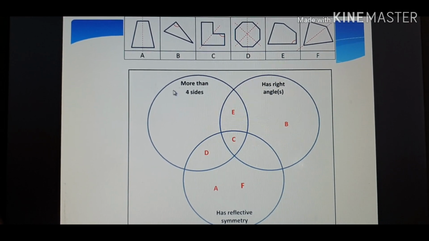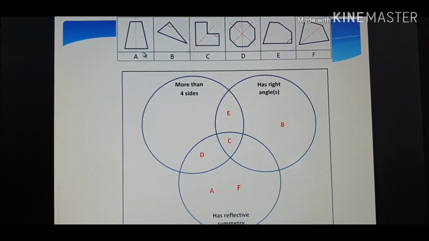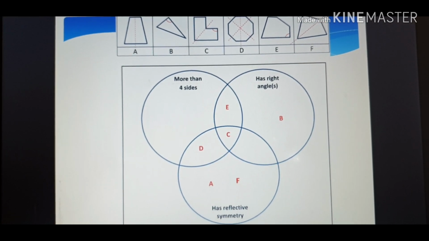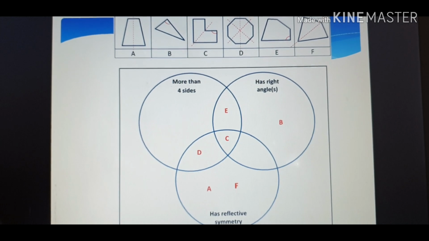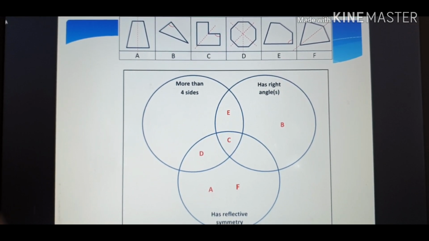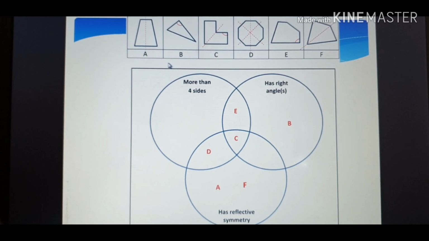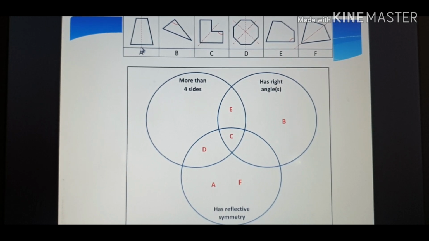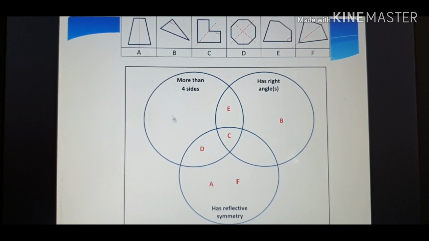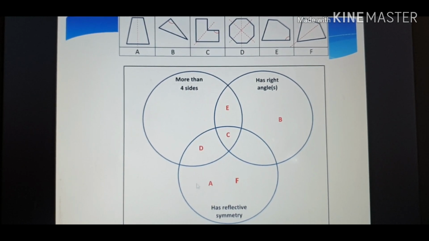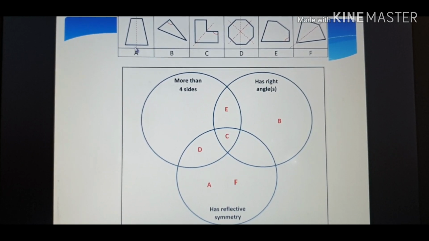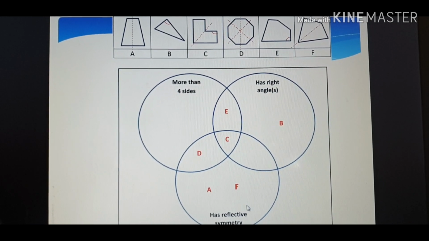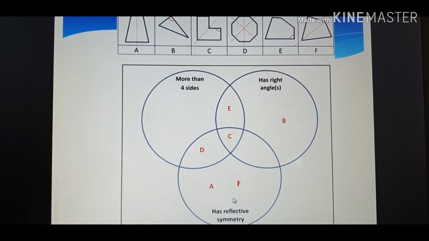Okay, let's see shape A. Does this shape have more than 4 sides? No, it's only 4 sides. So it's not related to the first circle. Does this shape have a right angle? No, no right angle in this shape. So it doesn't relate to circle 2. The third circle down, does this shape have a line of symmetry, a reflective symmetry? Yes, it has a reflective symmetry. So I will add this shape in the third circle down.